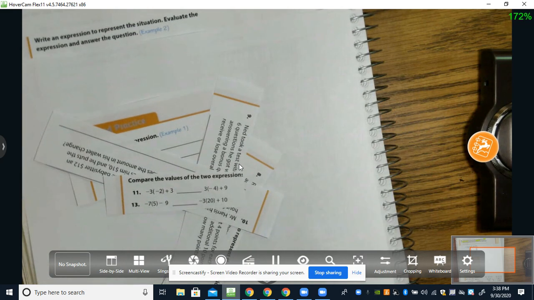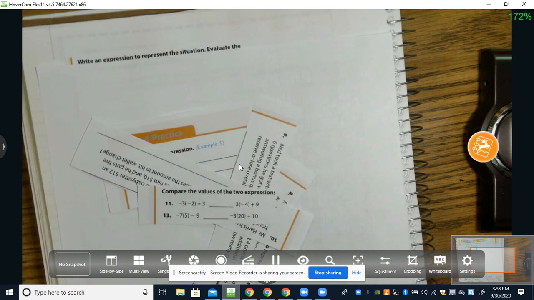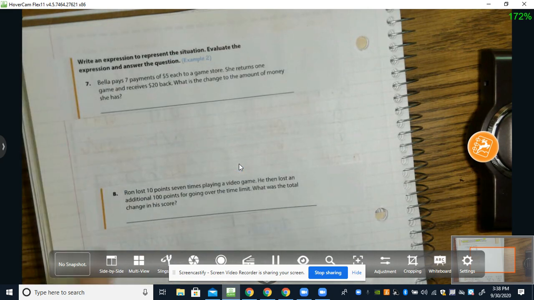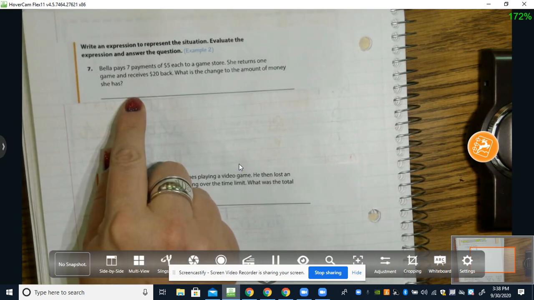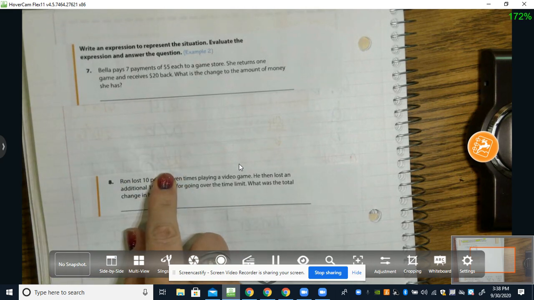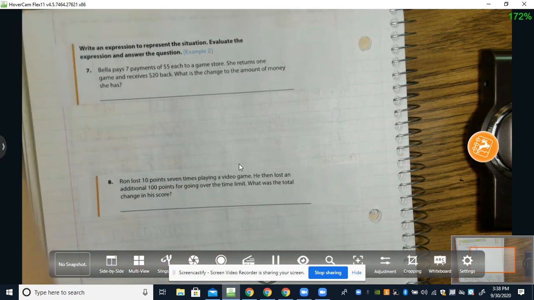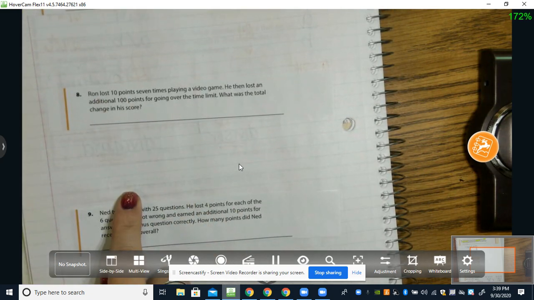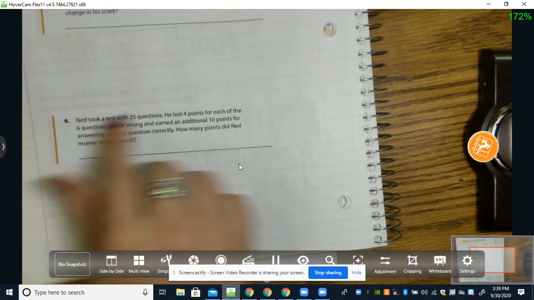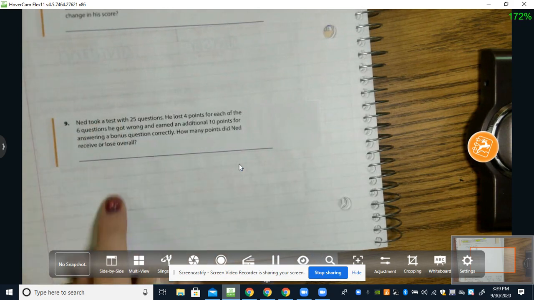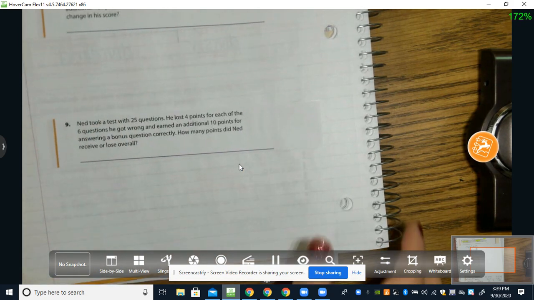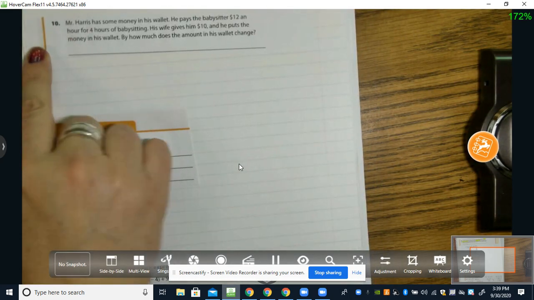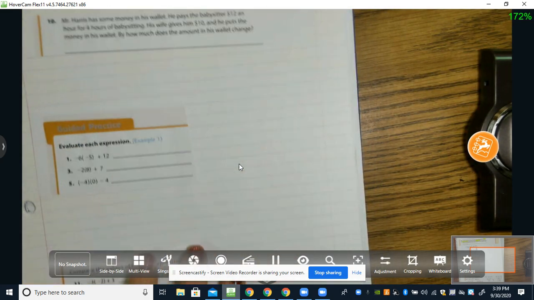And this is how we're going to glue them in. We're going to glue the word problems in first. So I'm going to start with question number 7. I'm going to give a gap, leave room for me to work. Then I'm going to put number 8, leave some room. Then number 9, leave some room. In the back, I have number 10, I left some room for me to work.